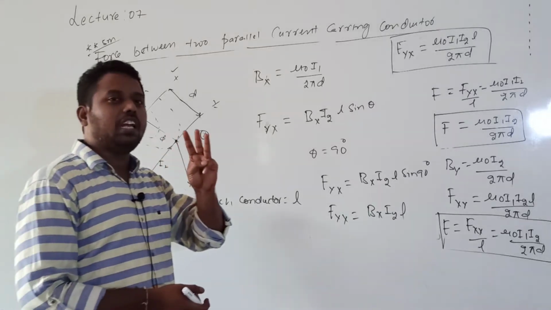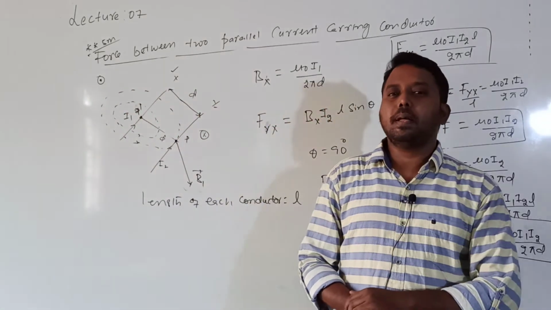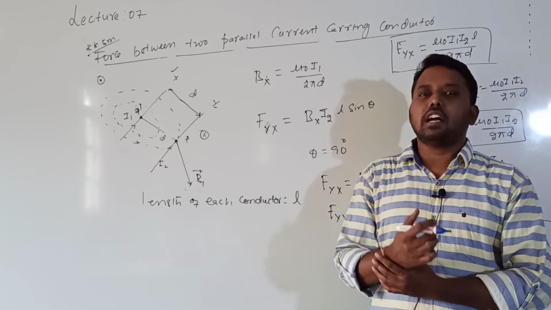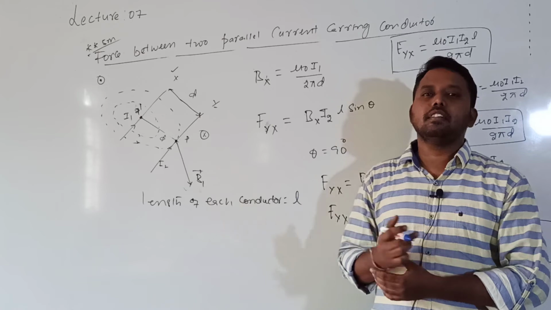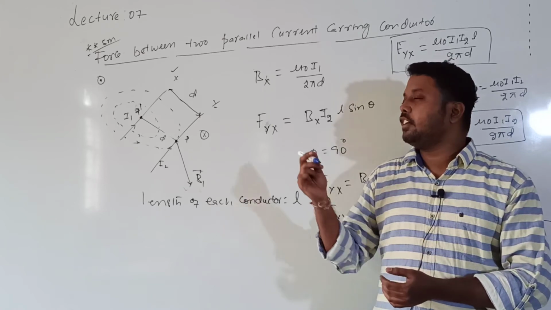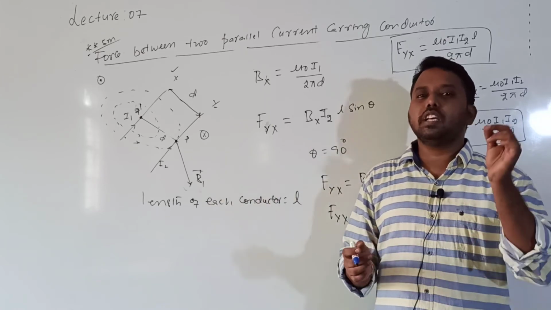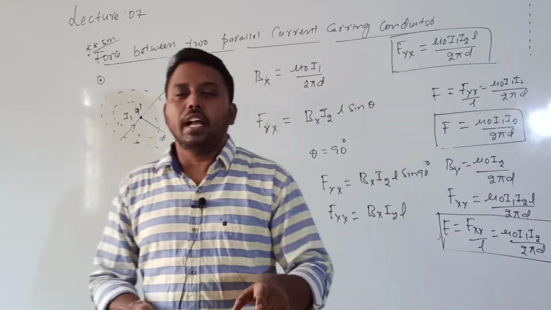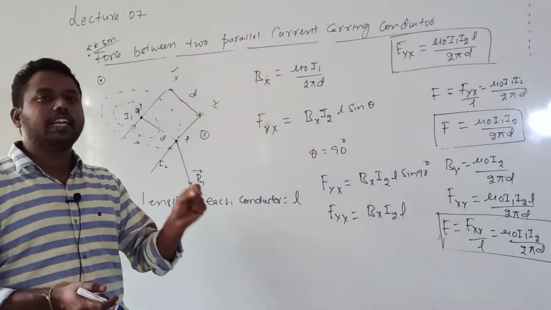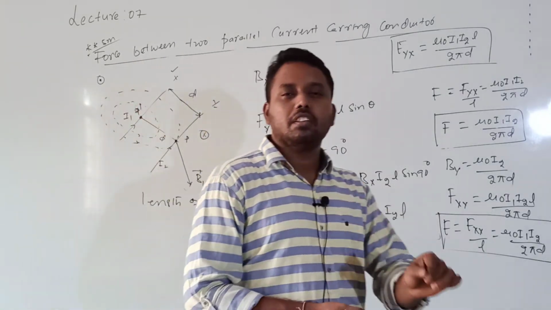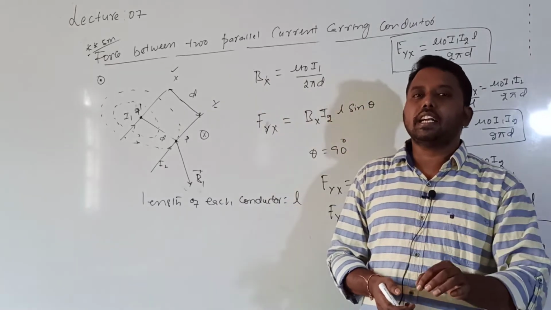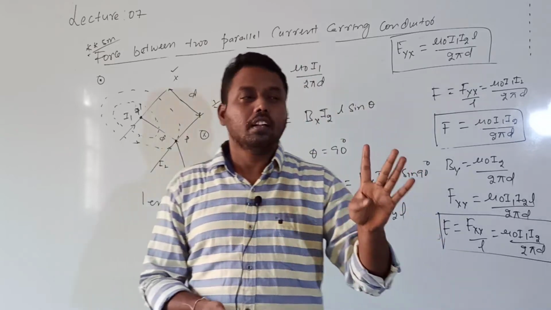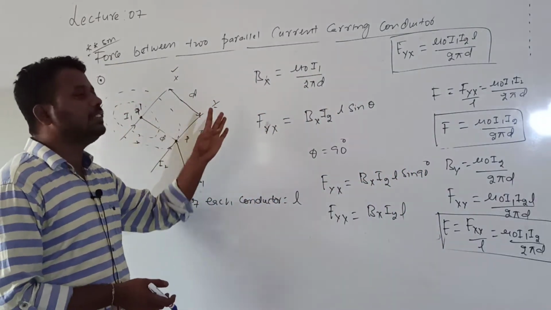Here we are using totally three concepts. First, for finding the direction of the magnetic field, we use either Maxwell's corkscrew rule or Ampere's thumb rule. For finding the force acting on a conductor, we use Fleming's left hand rule. And one more, we have to know the expression for the magnetic field due to a straight current carrying conductor and the expression for the force acting on a current carrying conductor placed in a magnetic field. If you are thorough with these four points, then only you can understand this.